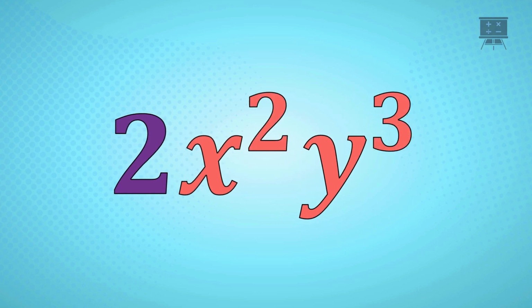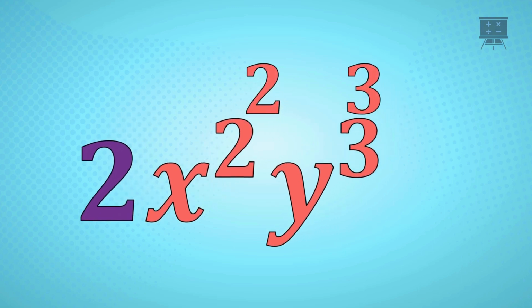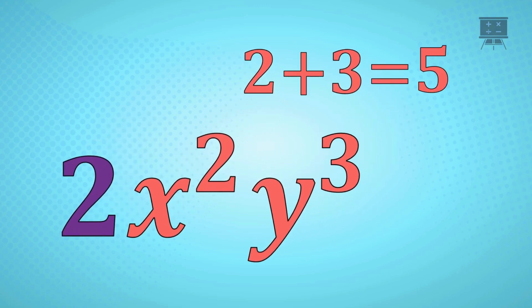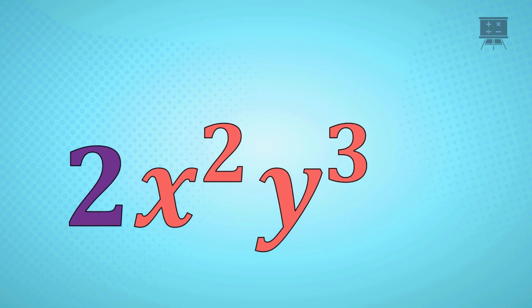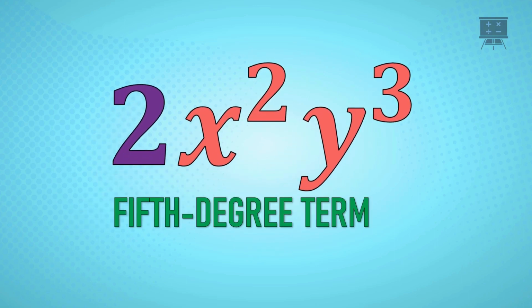The degree of a term with more than one variable is the sum of the powers of each variable. The powers in this term are 2 and 3. Because 2 plus 3 is 5, 2x squared y cubed is a fifth degree term.